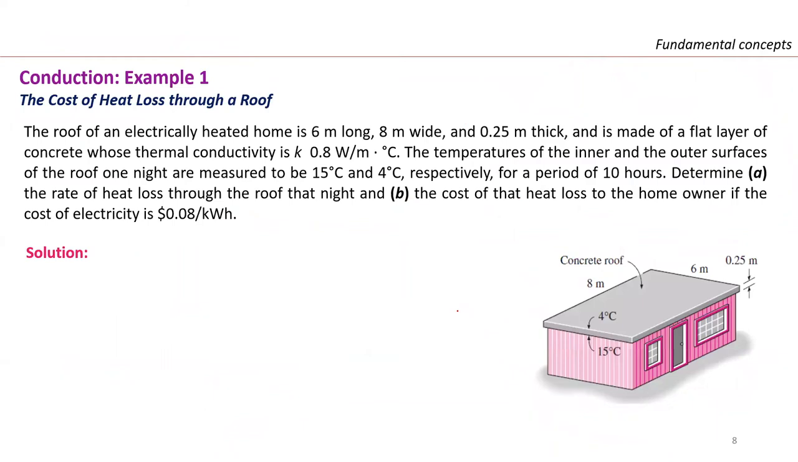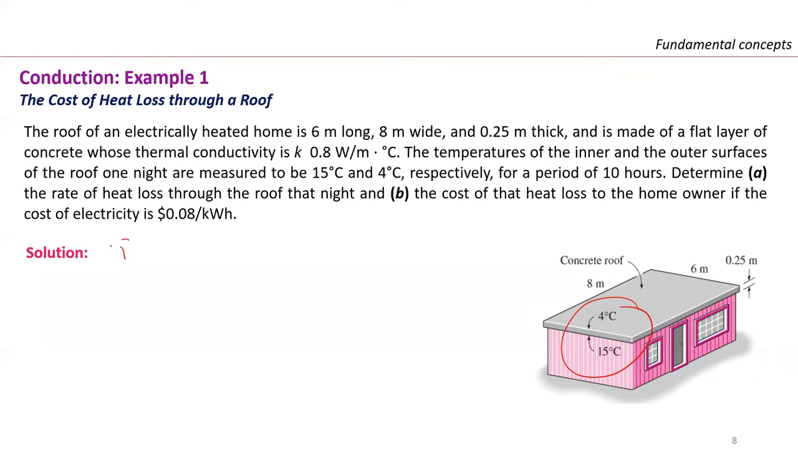Now, pretty easy, let's go through our first example so we can use Fourier's law. The cost of heat loss through a roof. So if you can start reading the problem, we have the roof of an electrically heated home that is 6 meters long, 8 meters wide, and 0.25 meter thick. It's made of a flat layer of concrete whose thermal conductivity is 0.8. The temperatures of the inner and outer surfaces of the roof one night are measured to be 15 and 4, like you can see, everything is in the little drawing there to your right, respectively, for a period of 10 hours. Determine the rate of heat loss through the roof that night and the cost of that heat loss to the homeowner if the electricity costs 0.08 cents per kilowatt hour.